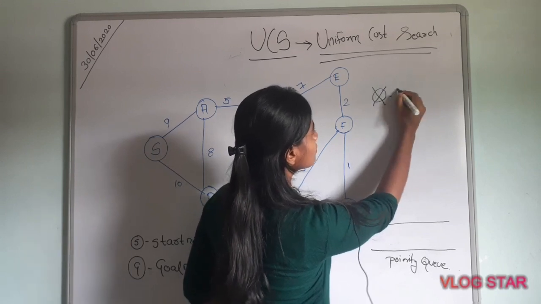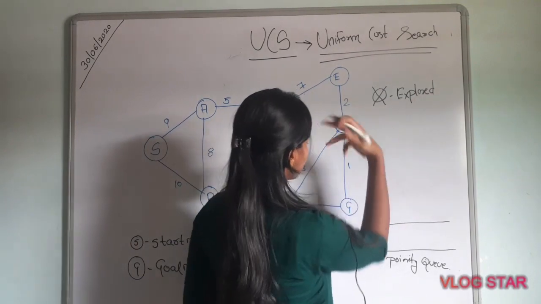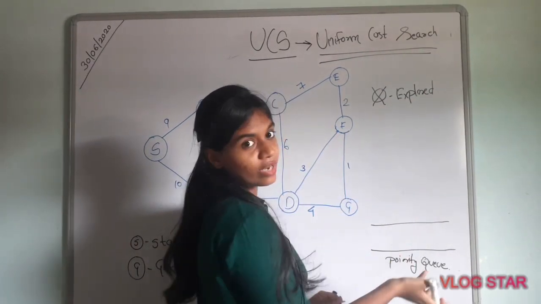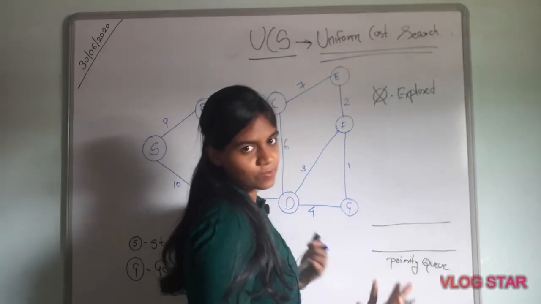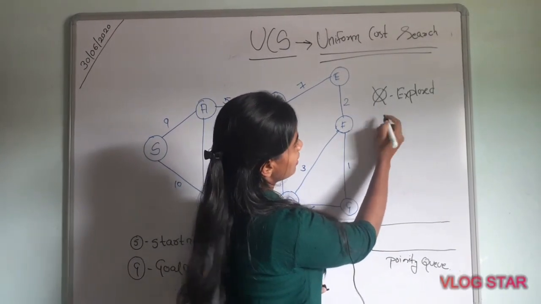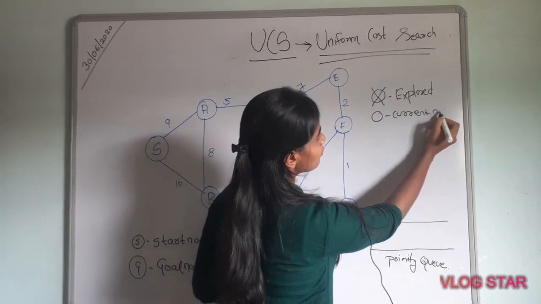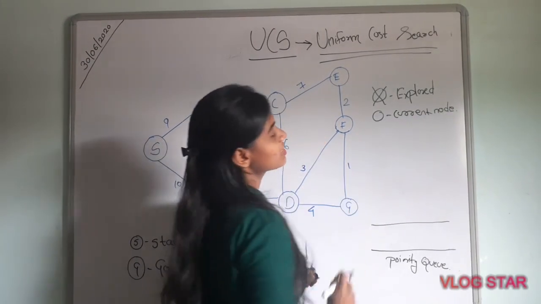Here, explored means whichever node we have included and displayed, meaning we have finished that node, then we will mark it as explored. Okay, this is the identity, and this one is for the current node, the node on which we are presently.